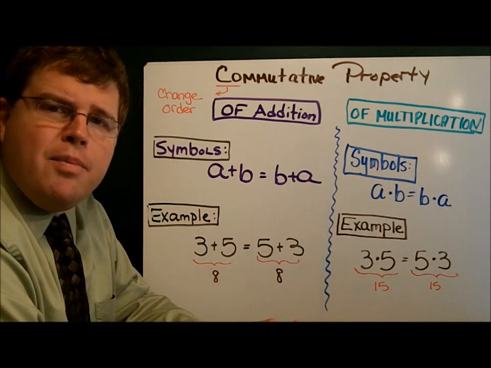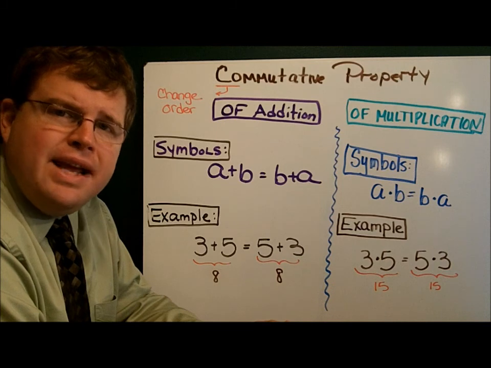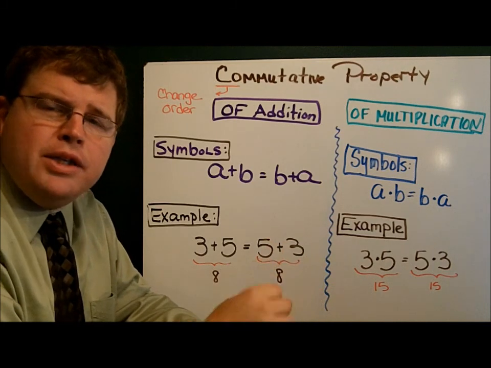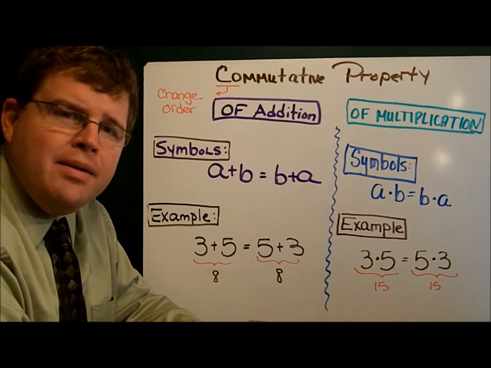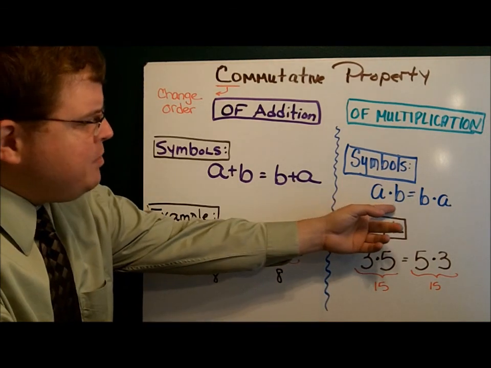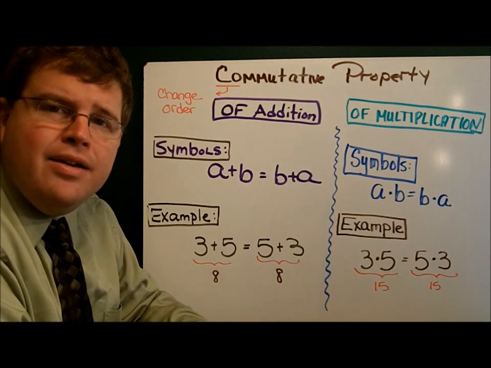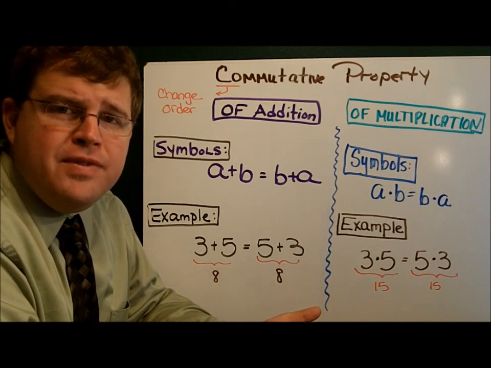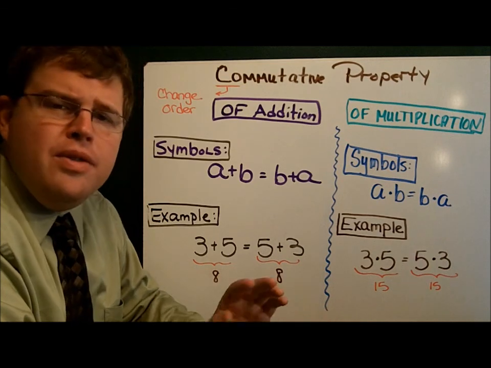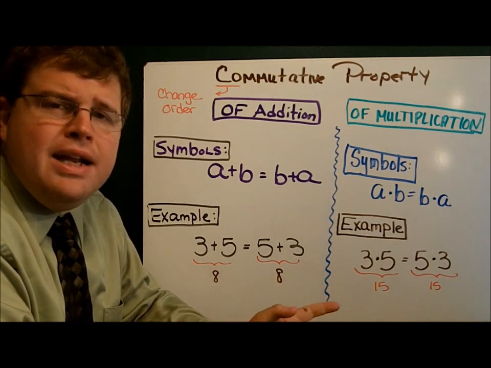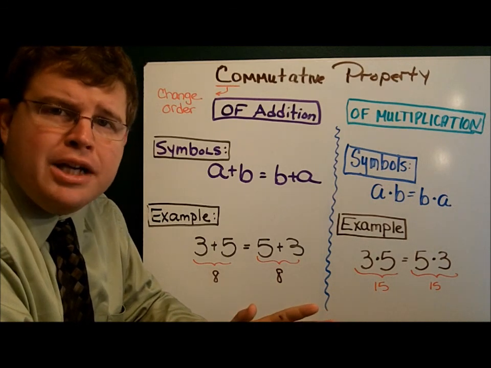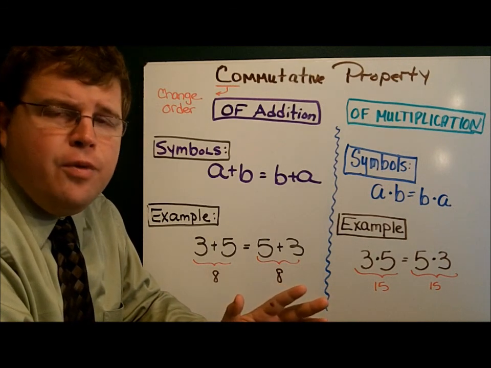The commutative property of multiplication is really the same thing. You're multiplying two numbers. It doesn't matter which order you write them out when you multiply them. A times B or B times A. 3 times 5 is 15. 5 times 3 is 15. So the order doesn't matter in addition or multiplication. That is not true for subtraction. That is not true for division.